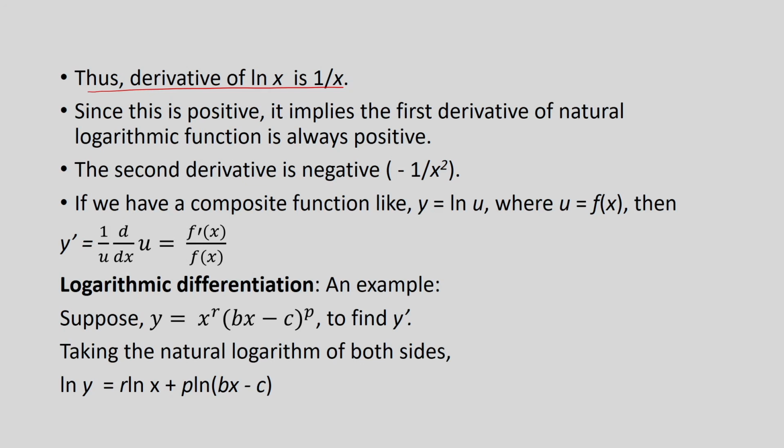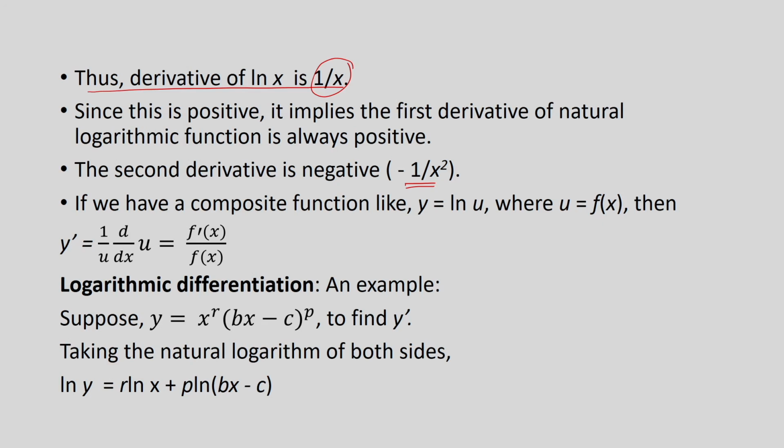Now 1 divided by x is a positive number, because x is always positive. Since this is positive, it implies the first derivative of the natural logarithmic function is always positive. But if you take the derivative of this, then you will get the second derivative, which becomes a negative quantity, minus 1 divided by x squared. So the second derivative of a logarithmic function is negative.